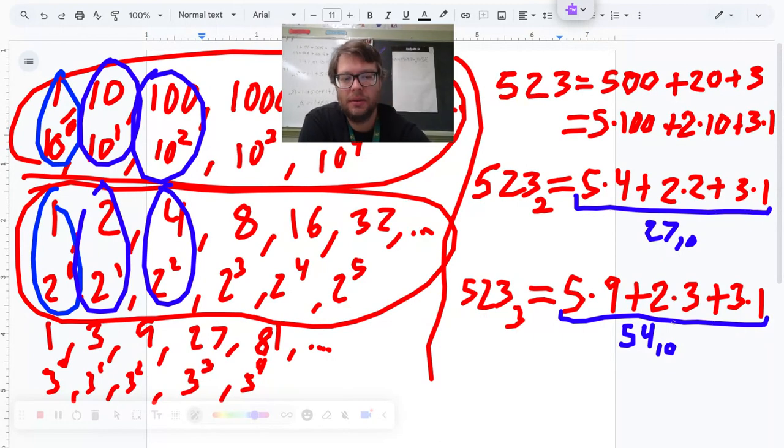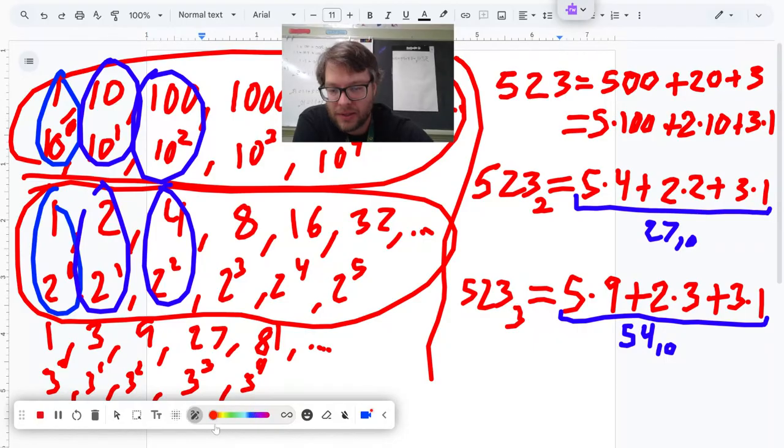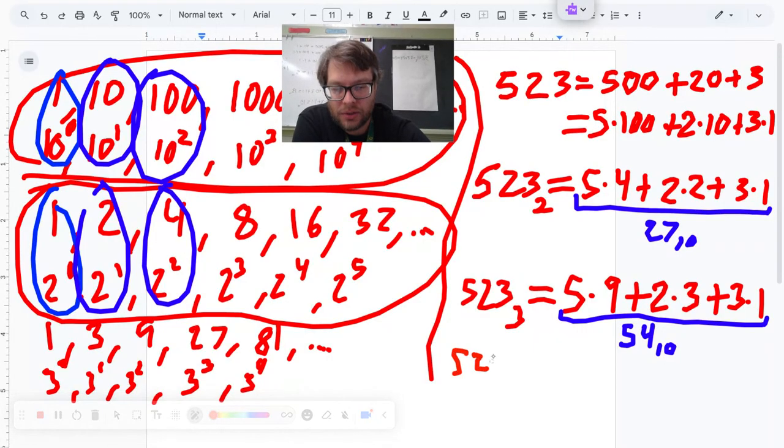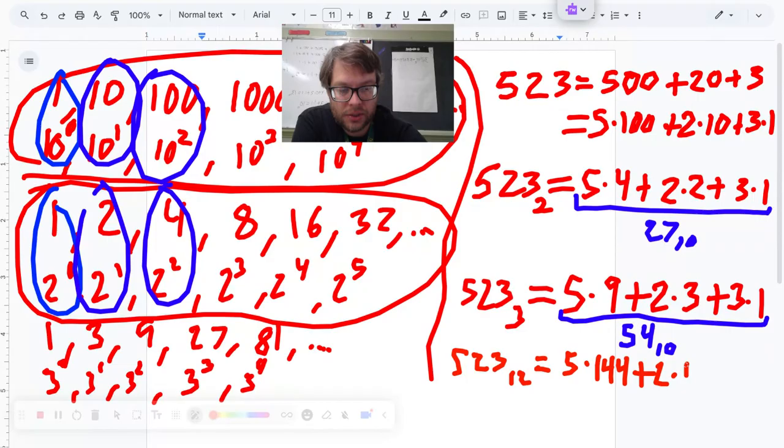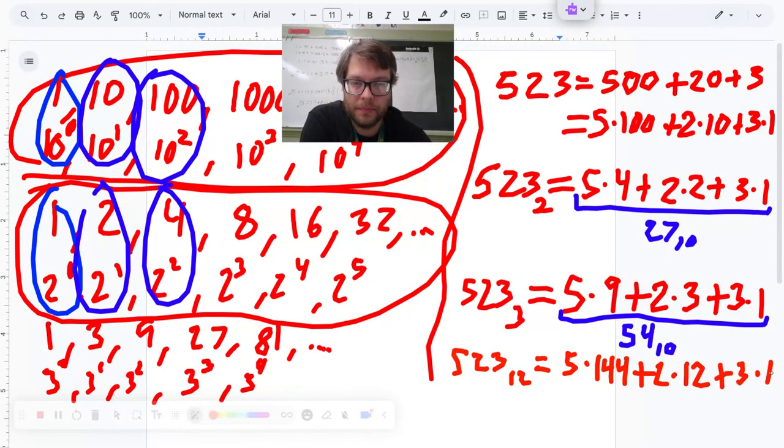We could have used the base of 2, we could have used the base of 3, we could have used the base of 17. In fact, some cultures used to count to 12. If you think about your knuckles, 1, 2, 3, 4, 5, 6, 7, 8, 9, 10, 11, 12, you can count to 12 on one hand. And so if you wrote this number out with a base of 12, 5, 2, 3 with a base of 12 means 5 times 144, because that's 12 squared, plus 2 times 12, plus 3 times 1. That's a pretty big number.